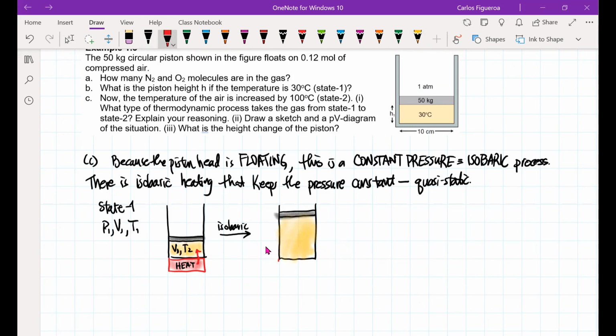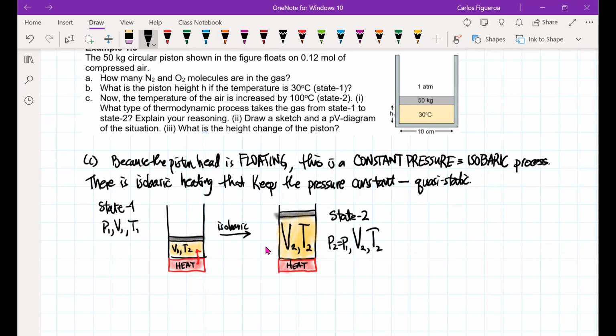As it goes to this height, heat continues to flow into the system, but now, because all this heat is coming in, I have a bigger volume and it goes to a higher temperature. So when I look at this state 2, I know that P2 is the same as P1, but now I have a bigger volume and a bigger temperature.